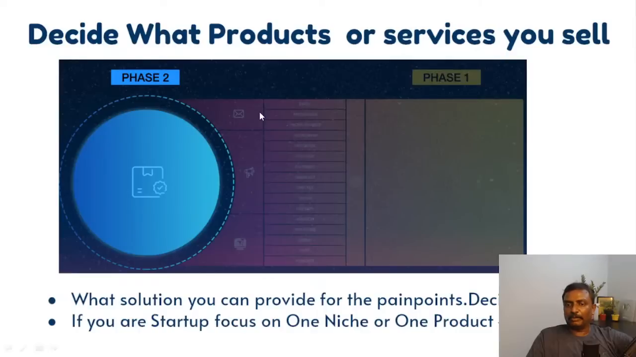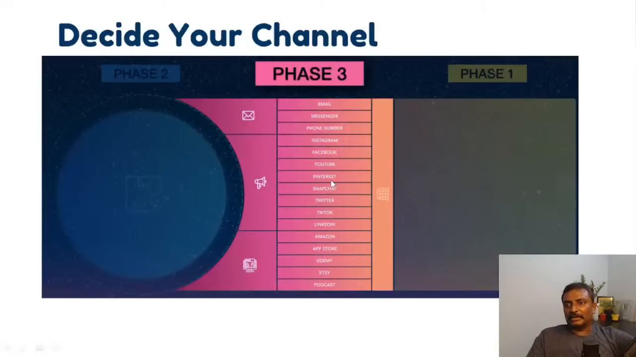Once you identify the pain points and build the product or service, you should have the unique selling proposition. You have to find a way to find out your USP, and then you make the marketing message right. So make the marketing message right.